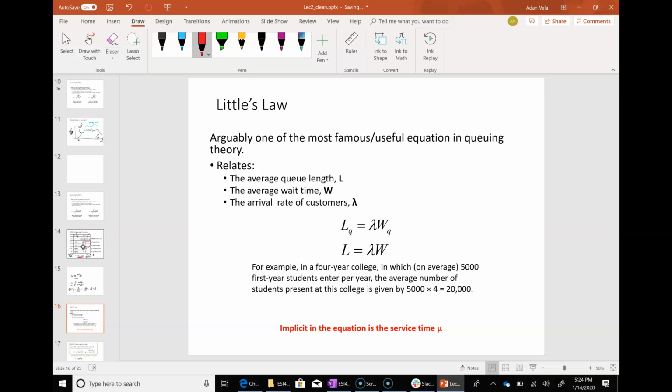Now, there is one assumption that needs to be satisfied with this system. And actually, in fact, all the equations we worked with. Okay? So let's do a little thought experiment here.